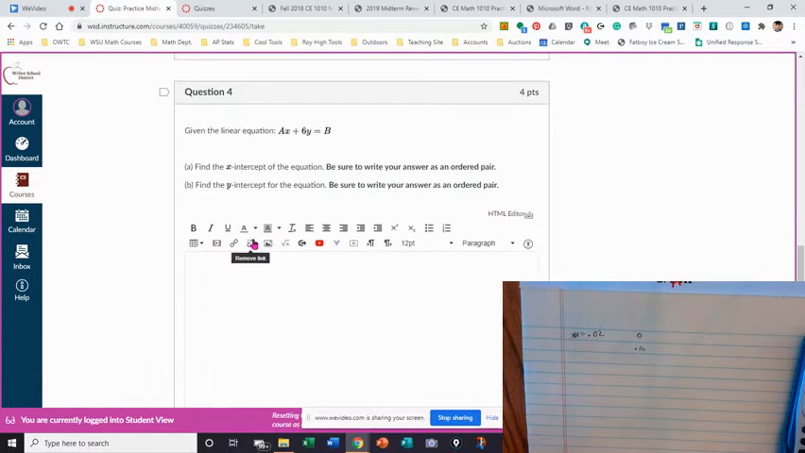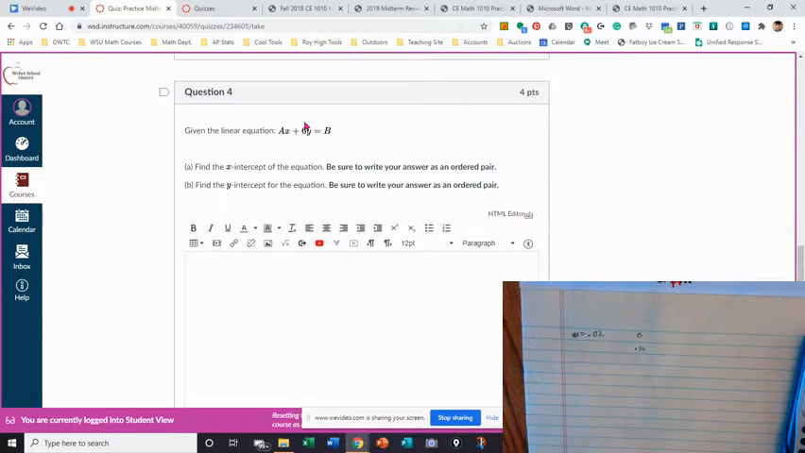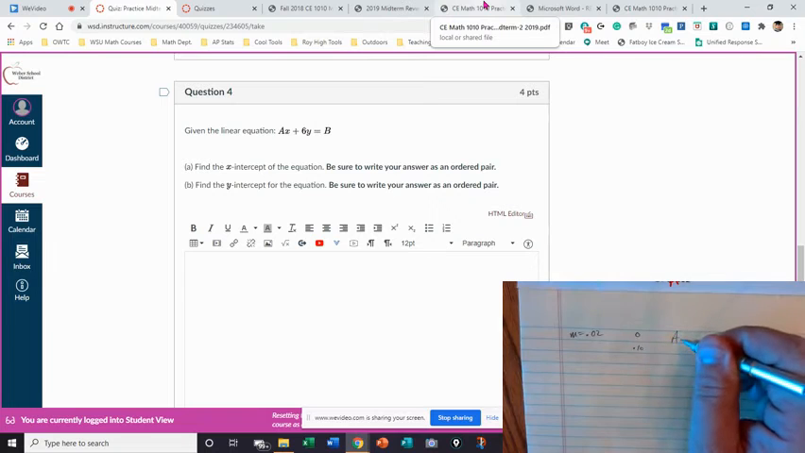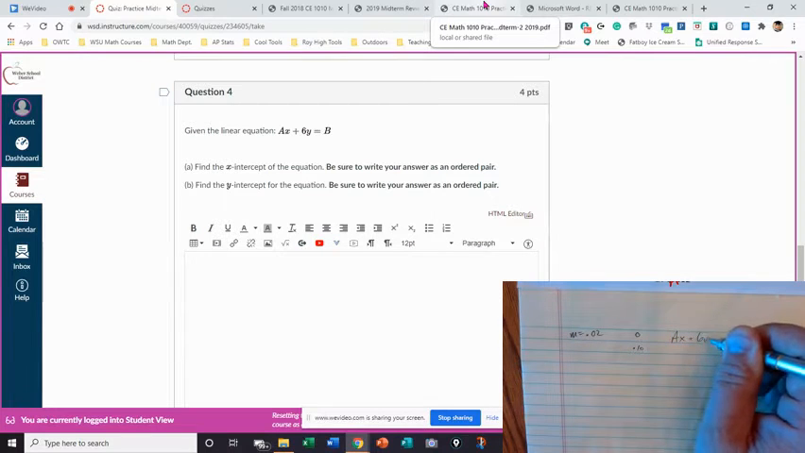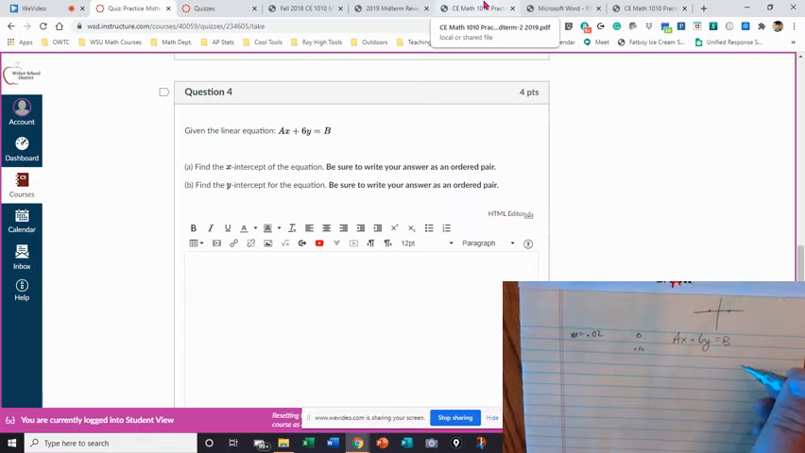Okay, that works. Given the linear equation ax plus 6y equals b, find the x-intercept of the equation. Ooh, this is a good one. So now I'm going to work this out on my scratch paper. ax plus 6y equals b. The x-intercept is where it's hitting the x-axis, where y equals 0. So I'll let y equal 0: ax plus 6 times 0 equals b. That means this term is gone, and I have to solve for x.